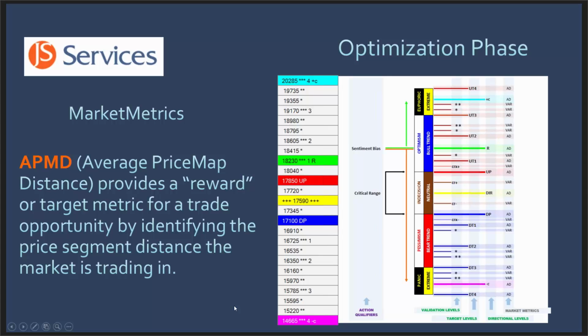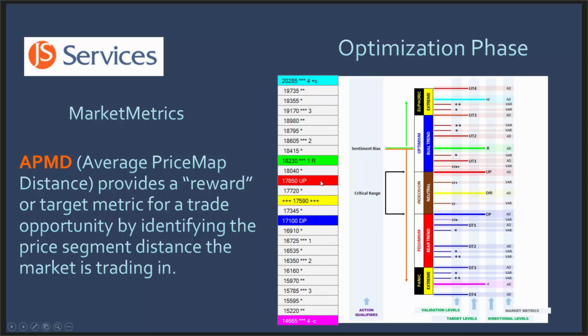Another metric that we have is what we call our average price map distance. And this provides a reward or target metric for a trade opportunity by identifying the price segment distance that the market's trading in. And so basically this whole price map framework is really like a ladder. The market moves from one level to the next. And the average price map distance is pretty much the difference between two major levels. So let's say you took the upside pivot and subtracted it from the directional, that's about the average price map distance. And that's the segment moves the market's trading in.